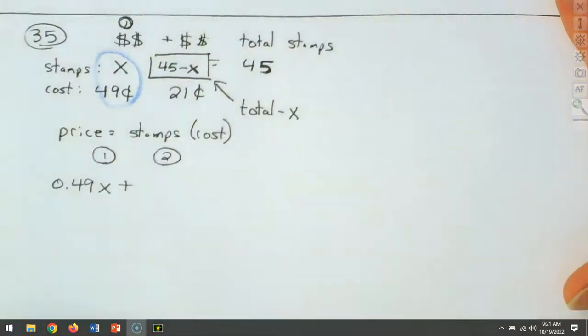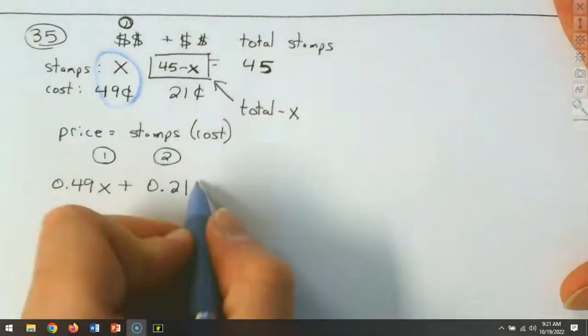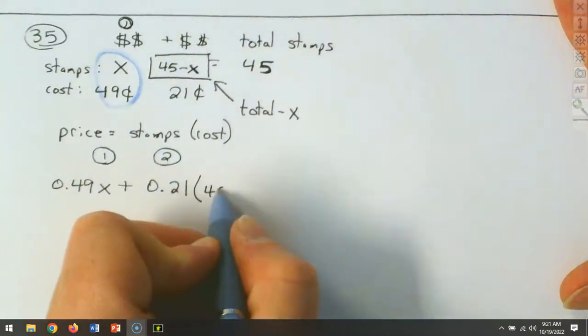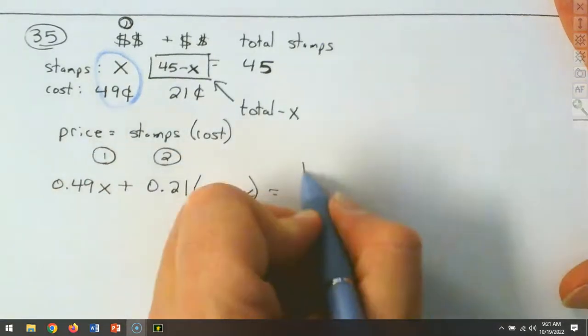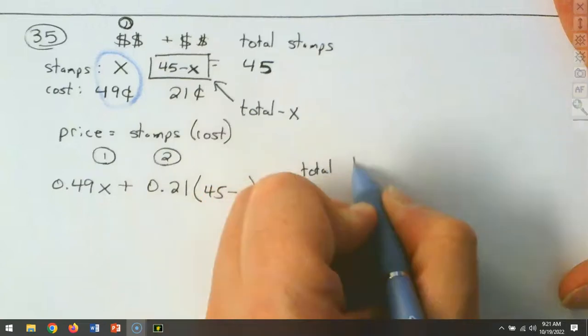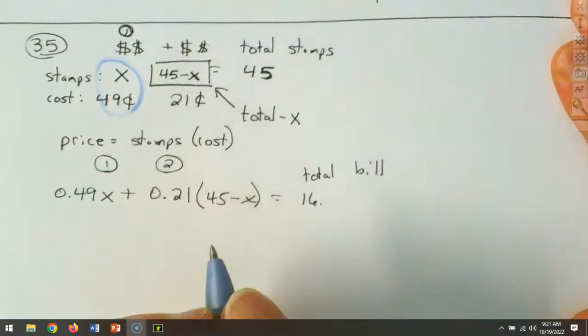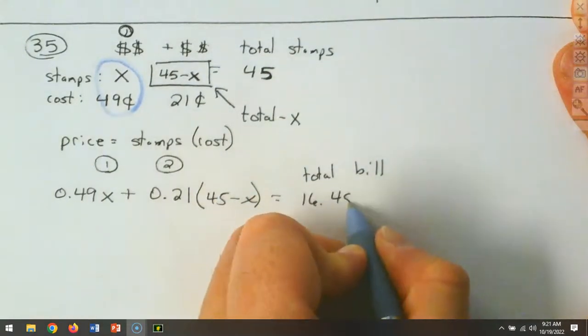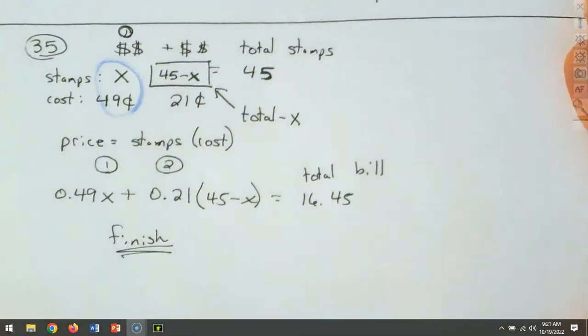Second part, 21-cent stamps. So that's 0.21. How many are in there? 45 minus X. And how much is the total bill? Okay, the total bill, how much do I have to pay? Total bill, 16.45. And I think you can finish it from there, right?